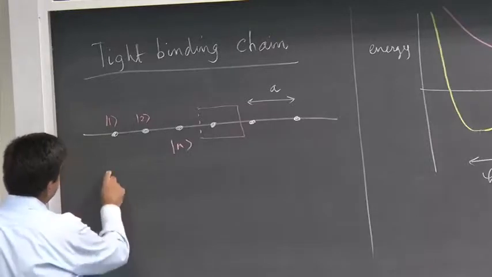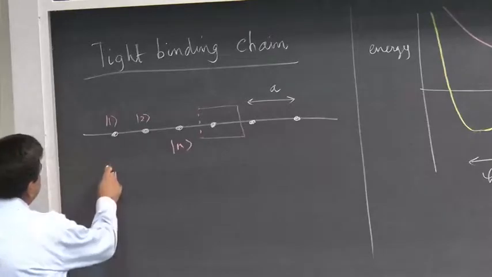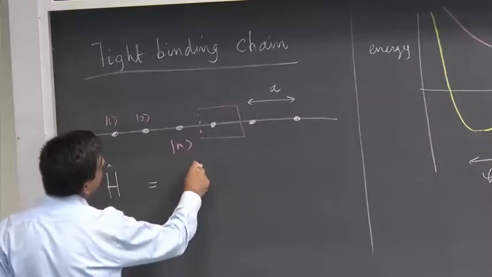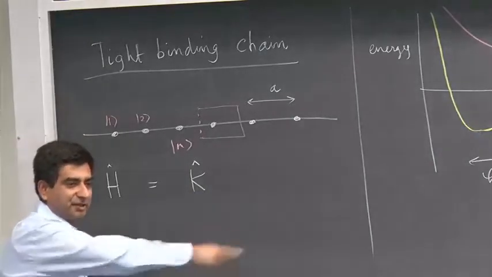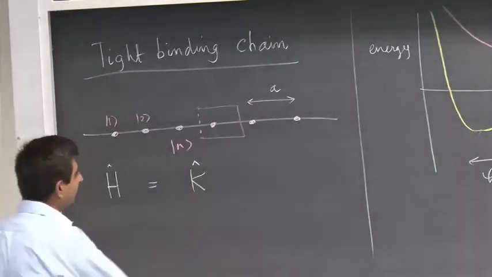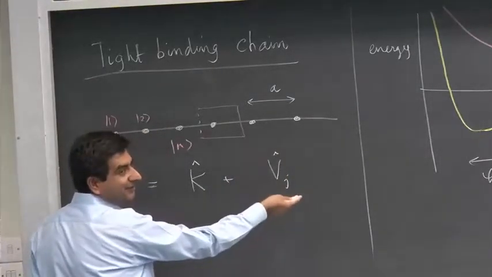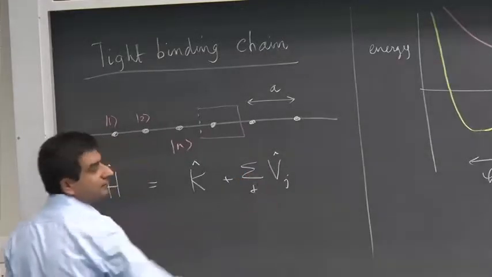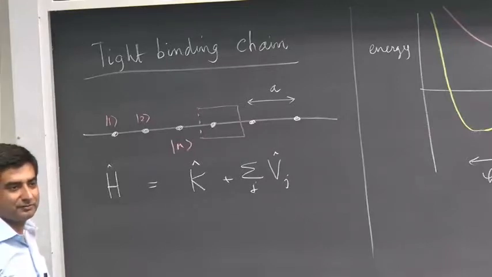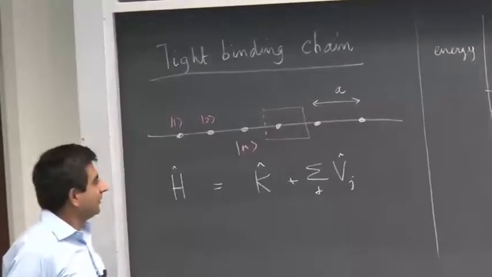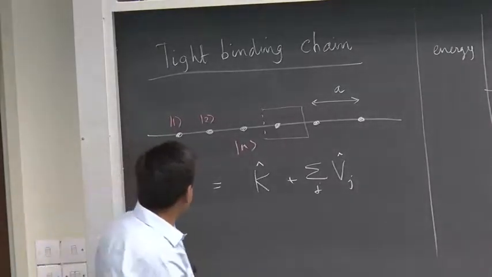Now if I write the Hamiltonian for a single electron, it's going to be the kinetic energy of that electron plus the interaction of the electron with any nucleus inside the chain. So plus some V_j, the interaction with the jth nucleus, summed over all j's. So this is the Hamiltonian for a single electron. Alright, so I think I'll set up the problem here. It's good to stop at the Hamiltonian.